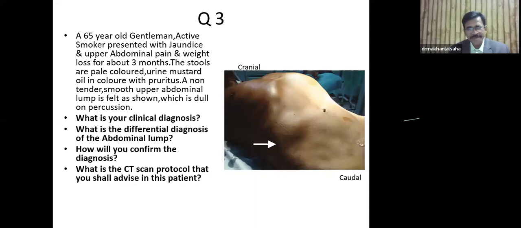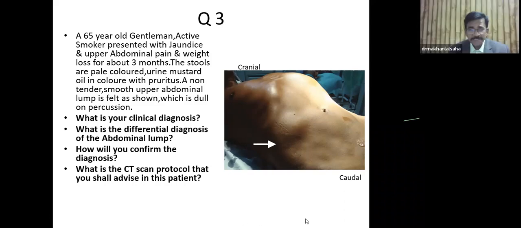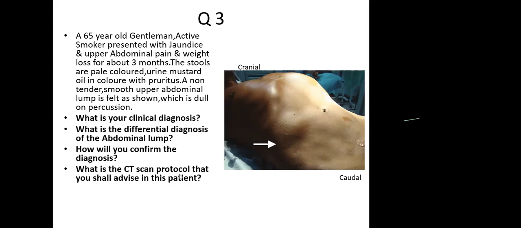What are the criteria to decide that this patient has a borderline resectable pancreatic cancer? Do you know some criteria? Sir, it depends upon whether there is encasement of the portal vein and SMV. If it is more than 360 degrees, it is considered not resectable, sir. If it is around 180 degrees, it is borderline resectable, sir.